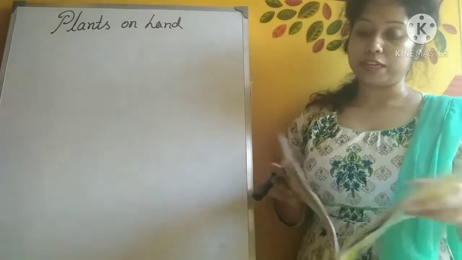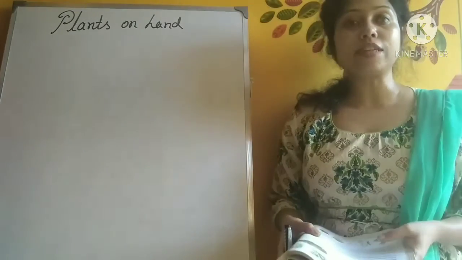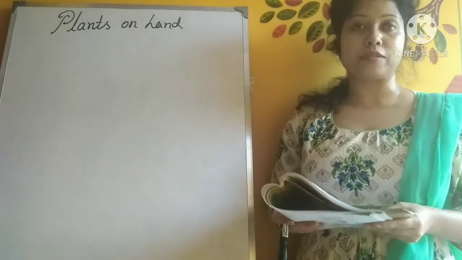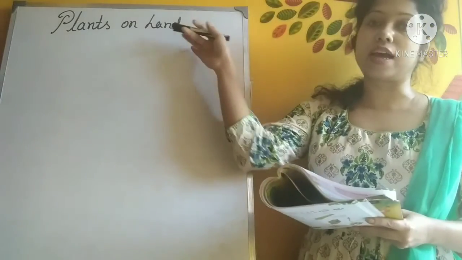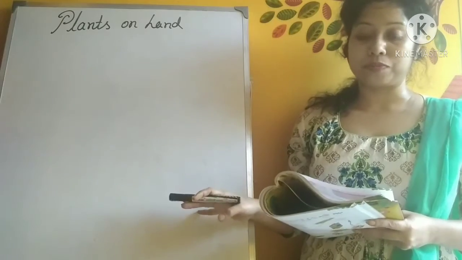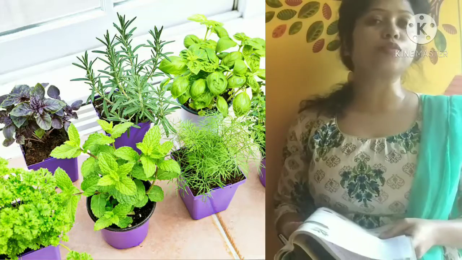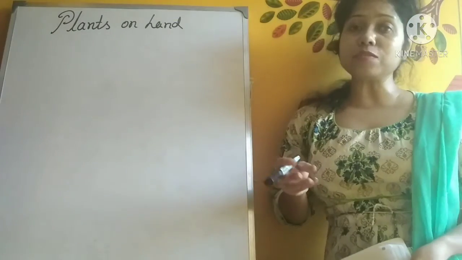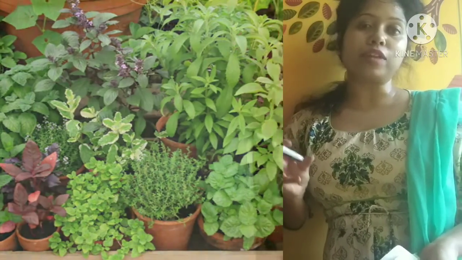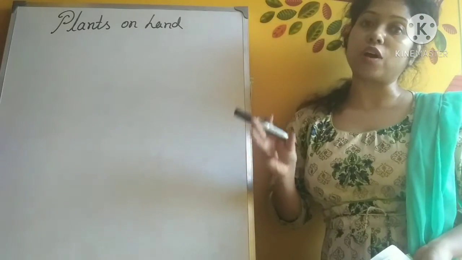Now turn to the next page. We will study about herbs. So what are herbs? Herbs are generally smaller than shrubs. If trees are this size, shrubs are this much of size and herbs are smaller than this one. They have a single non-woody stem. So what is a woody stem and a non-woody stem? The difference is that the non-woody stem is a little bit softer than the woody stem, and the woody stem is a little bit softer than the trunk of the trees.